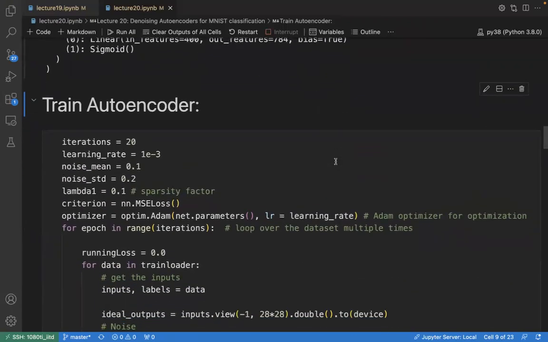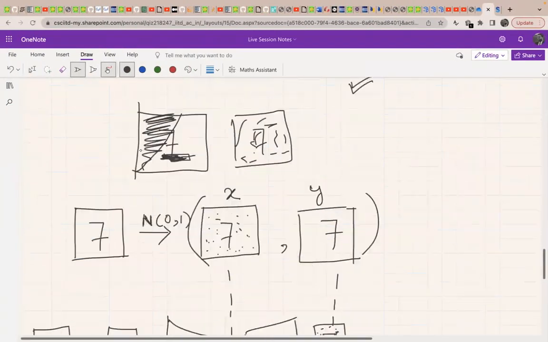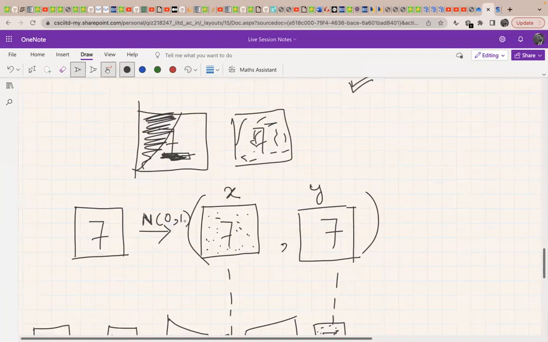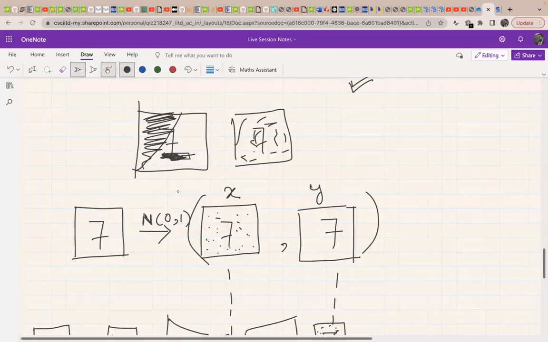While training the autoencoder, we first need to add, okay, so this step is there. We need to add noise of 0 mean and unit variance, or you can set it as you wish. So this is the number of iterations that we defined earlier. Learning rate we defined already earlier. Noise mean, so here the mean is 0.1 and the standard deviation is 0.2.